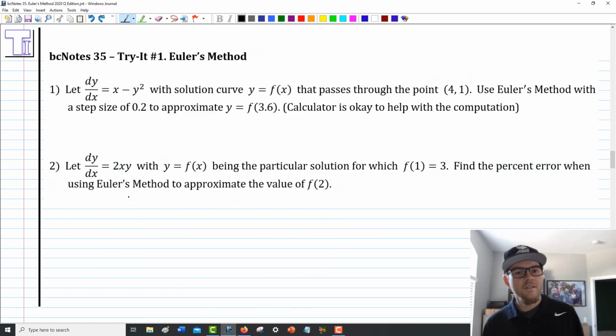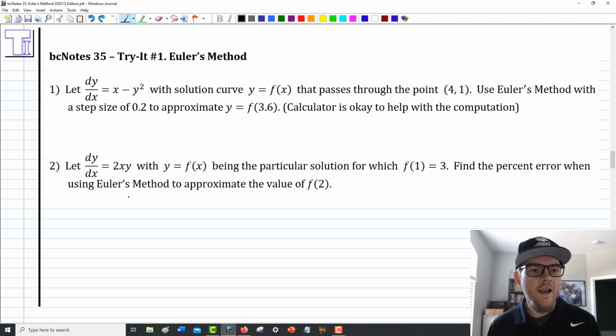Having said that, that brings us to the end of this lesson. We now have enough information. You've done the entire process of Euler's method. You've gotten to see it in action. You've gotten to see where it comes from and why it's beneficial.